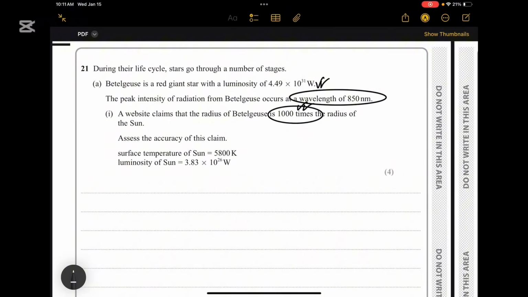Now they have asked us to find the radius of Betelgeuse, whether it is 1000 times the radius of the sun. To find the radius, they have given us the luminosity of Betelgeuse and the luminosity of the sun. So first of all, let's write the formula of luminosity. One formula of luminosity is 4 pi r squared sigma into temperature to the power of 4. Now we have got the luminosities. 4 pi is a constant.